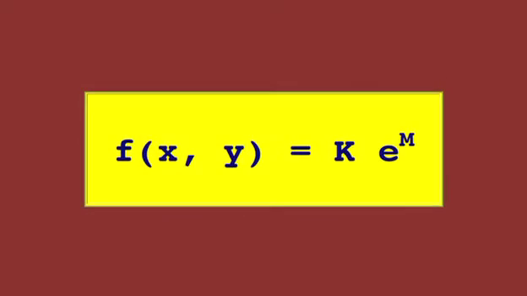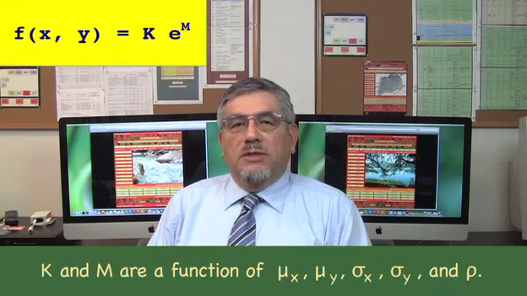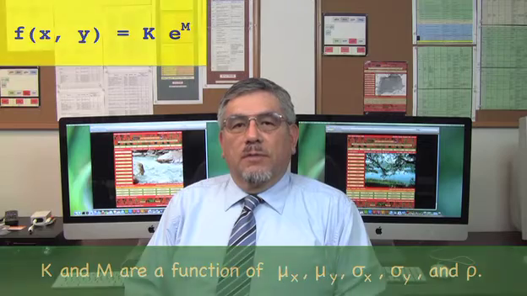Normal distribution is the foundation of regression theory. The bivariate normal distribution is in which x and y are the random variables. The parameters k and m are a function of the means mu sub x and mu sub y, the standard deviations sigma sub x and sigma sub y, and the correlation coefficient rho.